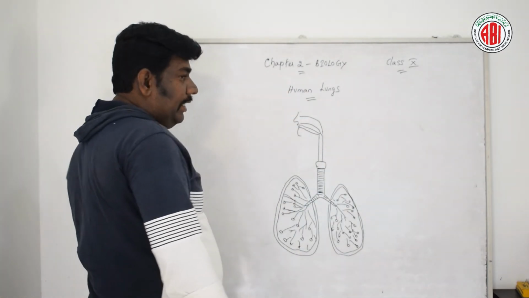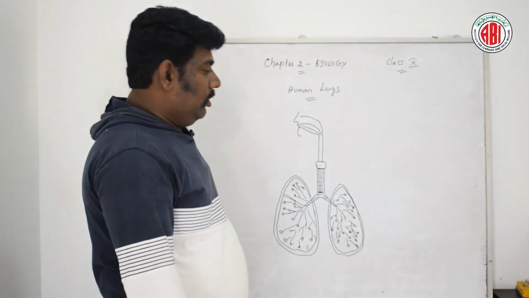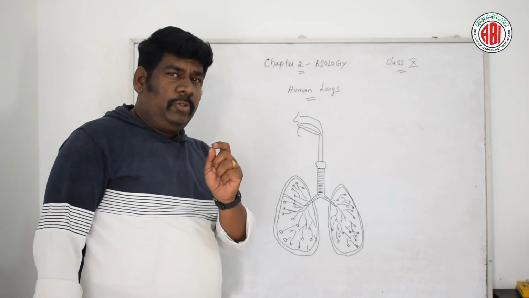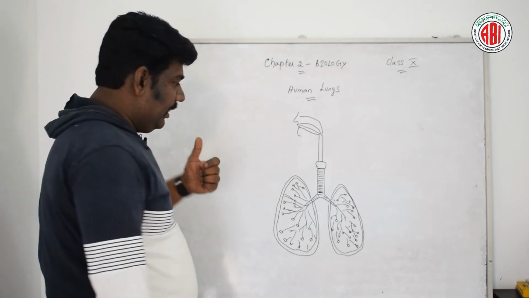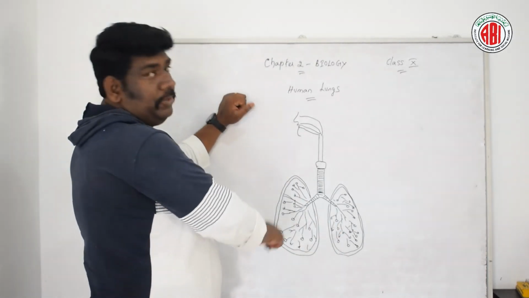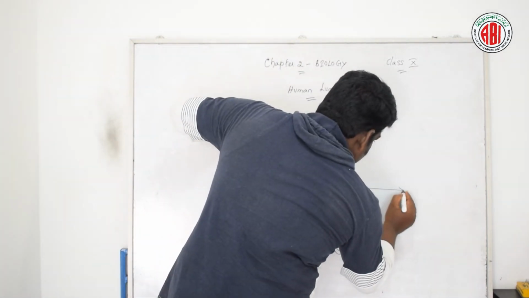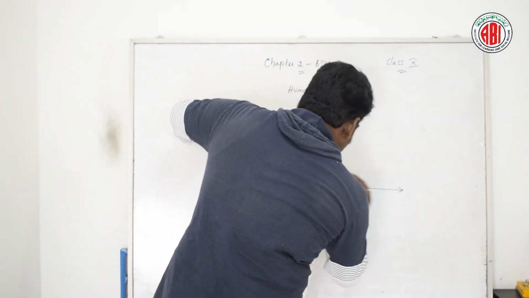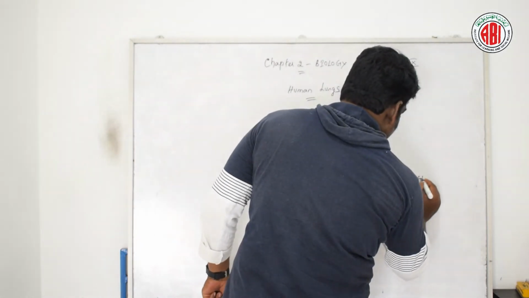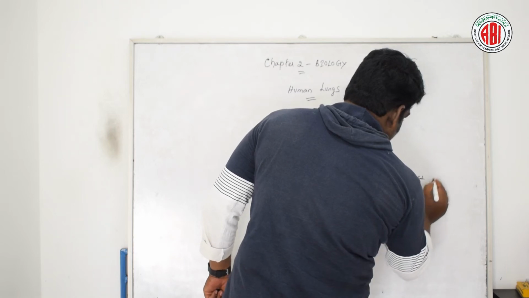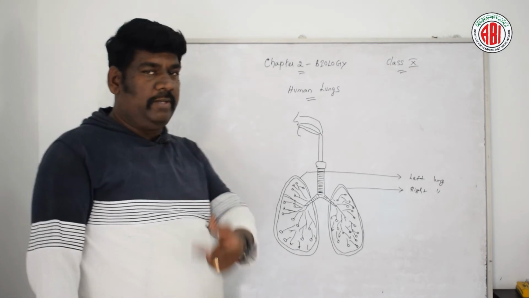When you write the labeling, it is very important that you remember it. Two labelings which are similar are very easy to remember, so I will tell you something very simple. Here we can see two lungs, so just mention right lung and left lung. So two labelings are done.